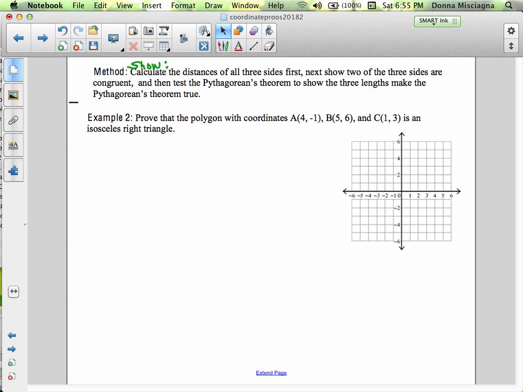Let's graph. So we need to graph the points 4, -1, and we'll label that A. 5, 6, and we'll label that B. And 1, 3, and we'll label that C. And then we'll connect, right? And it would go in order A to B, B to C, and C back to A.